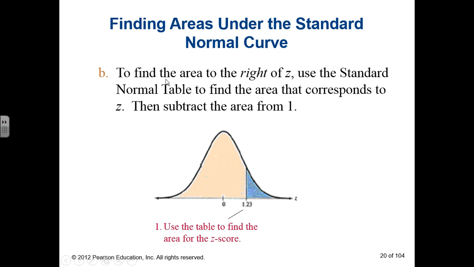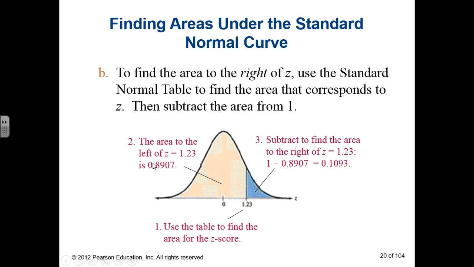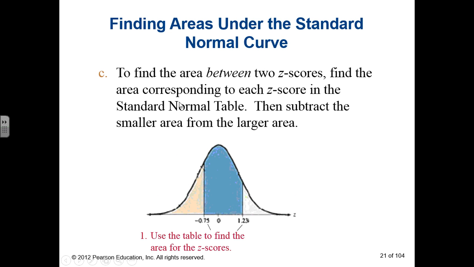If we're looking to find area to the right, let's say of 1.23, well, when we looked in the table, we saw that this value here was 0.8907, but this area here in pink and this area here in blue together add to 1. We're trying to find the area in blue, so this area here is 1 minus 0.8907, which is approximately 0.1093.